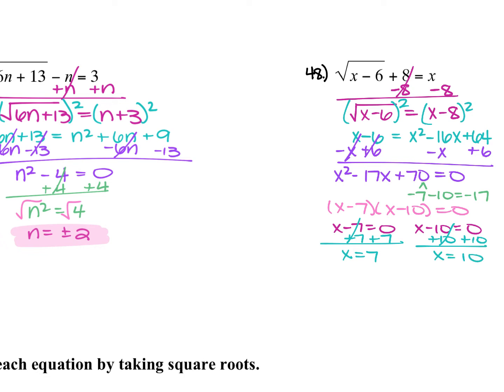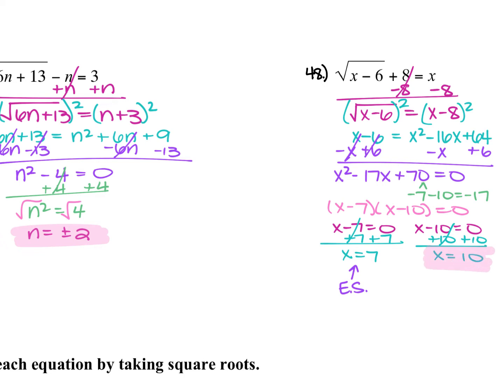Check both of these. The square root of 7 minus 6 is 1. The square root of 1 is 1. 1 plus 8 is 9. 9 is not equal to 7. So this one is an extraneous solution. Check the 10 also. Make sure that's not an extraneous solution as well. 10 minus 6 is the square root of 4, which is 2. 2 plus 8 is 10. 10 is equal to 10. That one is your solution.